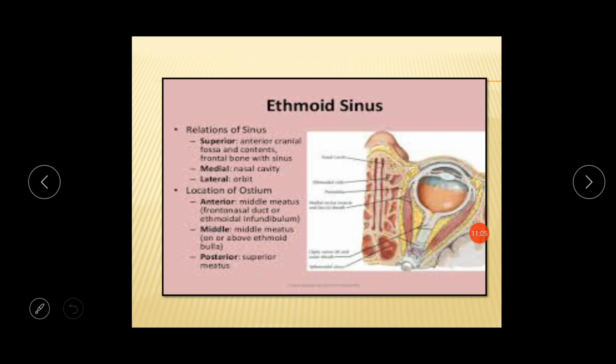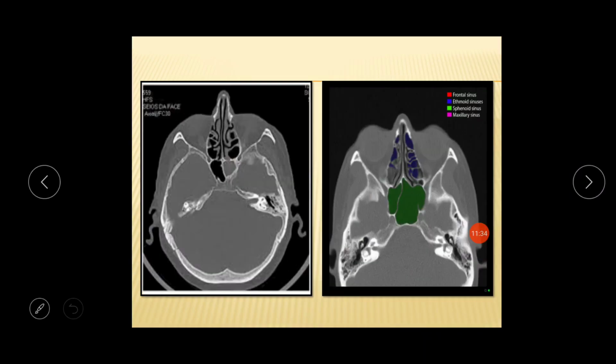Relations of the ethmoidal sinus: superiorly, the anterior cranial fossa and frontal bone with sinus are situated. Medially, there will be the nasal cavity and nasal septum, and laterally there will be the orbit. Here you can see multiple ethmoidal sinuses. Laterally is the lamina papyracea and orbital cavity. Medially is the nasal septum and nasal cavity, and superiorly situated is the anterior cranial fossa and frontal sinus. Here you can see the radiographic diagram in transverse cut, in which you can see the violet colored multiple air-filled ethmoidal sinuses.